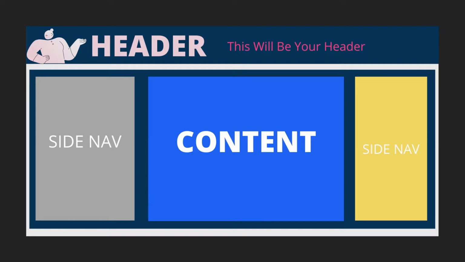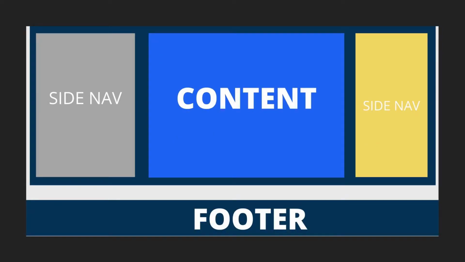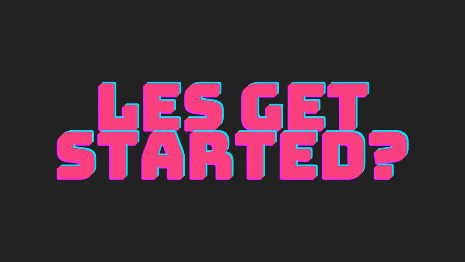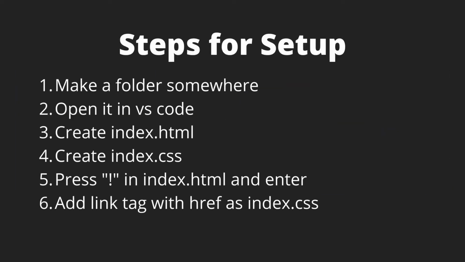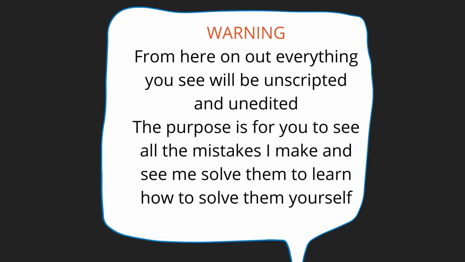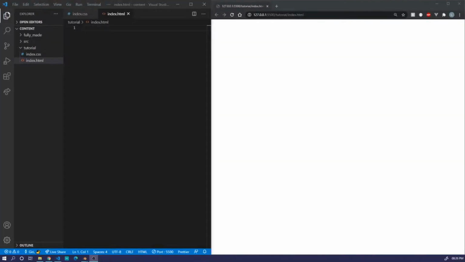Imagine this as your website. The header will go over here with the logo and title and the subject. The content will go over here, and the footer will stick to the bottom of your page. Now that that's out of the way, let's get started. To set up the project, follow these 6 steps. This will be a constant and you have to learn them. Warning: from here on out, everything you see will be unscripted and unedited. The purpose is for you to see all the mistakes I make and see me solve them to learn how to solve them yourself.